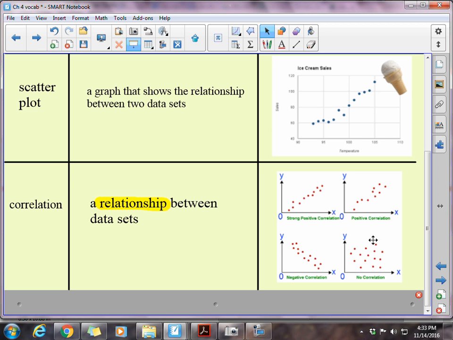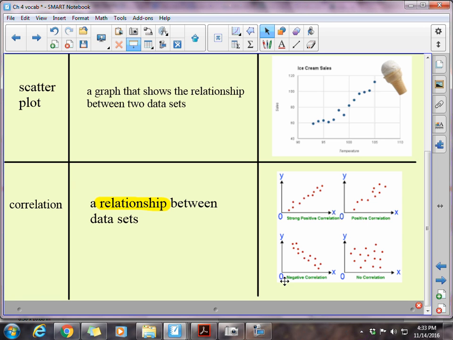We'll go over these a lot more, what it looks like to be strong and stuff, but I'm just showing you that sometimes they kind of end up in a line, sometimes they're all over the place. So we'll be looking at if there's any correlation, we'll use this word a lot, between the two pieces of data.